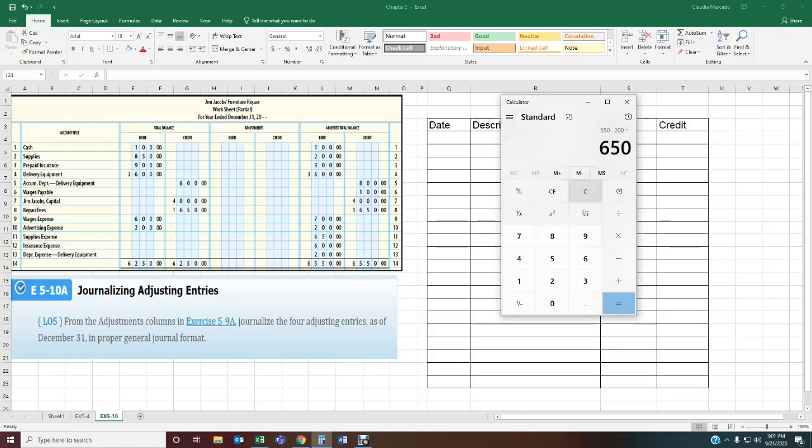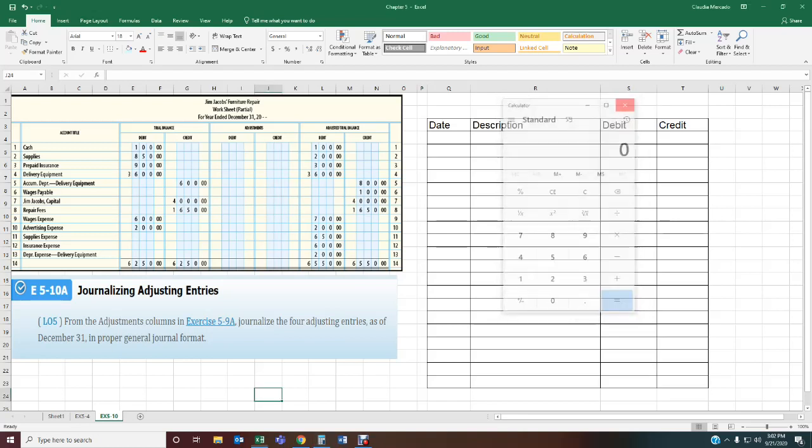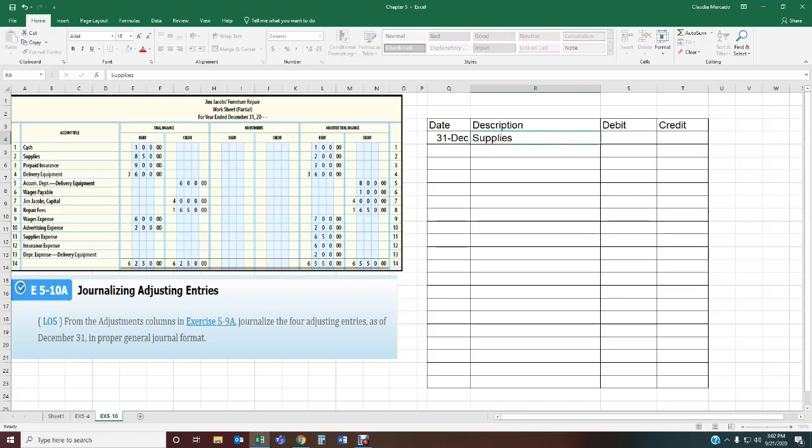What entry do I need to do to record the use of my supplies during the period? By now we should be familiar. Your supplies is decreasing. So what's going to happen here? This is all happening as of December the 31st. Your supplies is decreasing, so your supplies is going down.